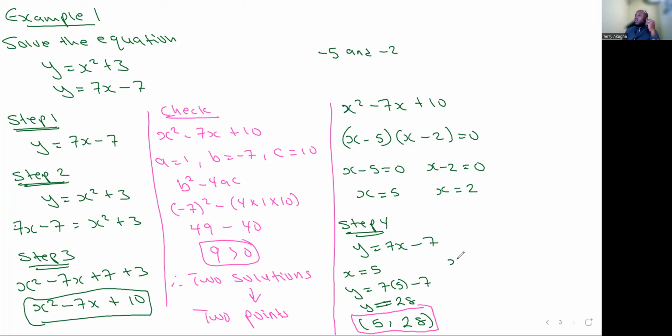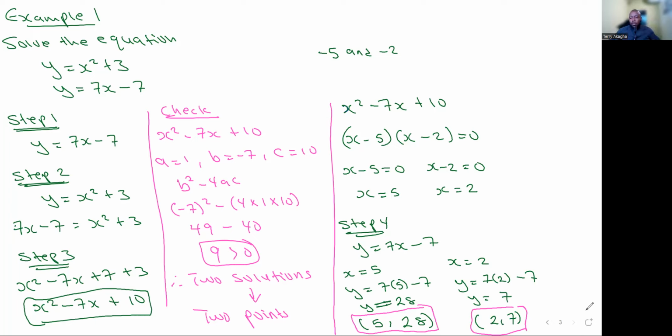Now, when x is equal to 2, the same principle, y will be equal to 7 into bracket 2 minus 1, and that will give us 14 minus 7. So y will be equal to 7. So we can now say when x is 2, y is 7. And this is going to give us the second point of intersection.